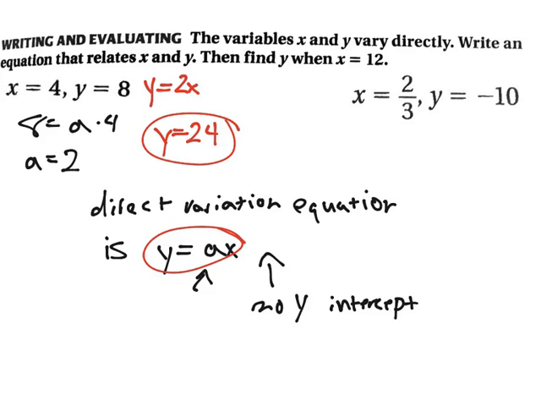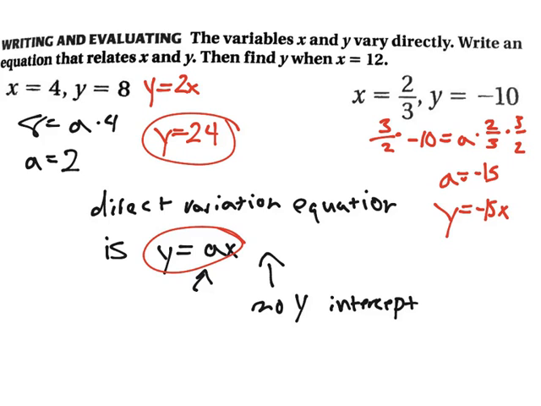If I came over and did this one, and I put in negative 10 equals a times 2/3. To get rid of the 2/3, you multiply by 3/2. End up with negative 30 over 2, or negative 15. A equals negative 15. Therefore, y equals negative 15x. If I plugged in 12, I would get y equals negative 180.